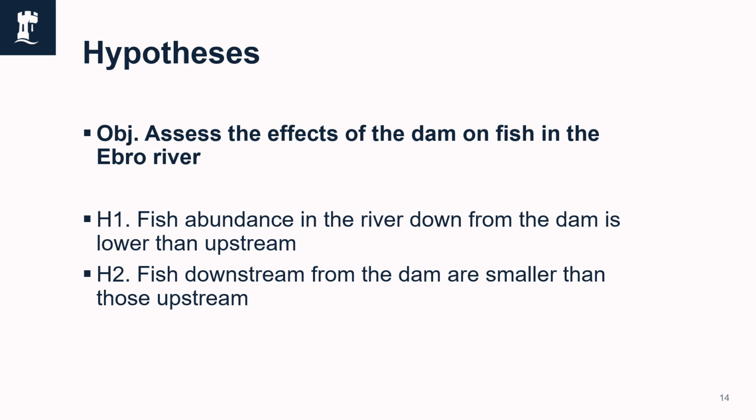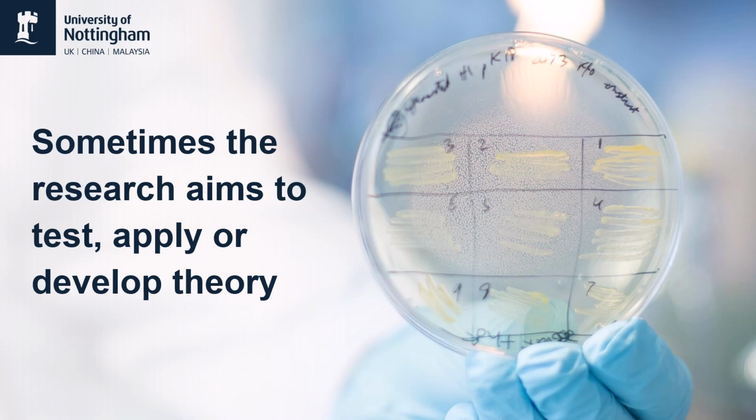Our second hypothesis: fish downstream from the dam are smaller, so slightly different to the first one. The first one we're looking at abundance, the second one we're looking at fish size. They're both ways in which the dam could affect fish, but they are both connected to this particular objective. So we can connect our hypotheses to objectives, and they allow us to understand a little bit more, in this instance, of how the dam might be affecting fish in the river.